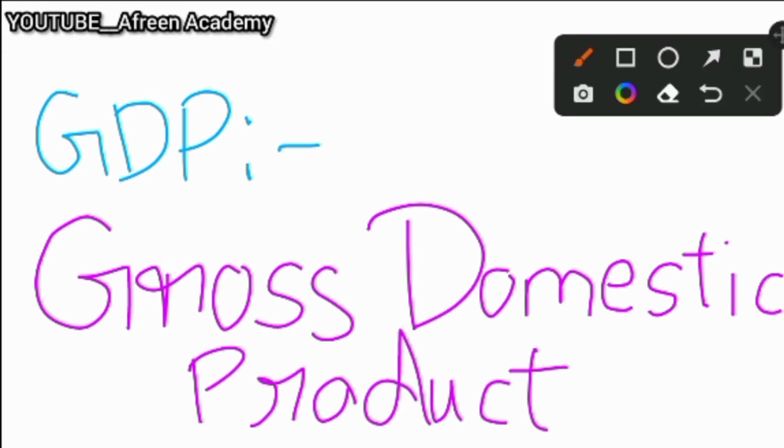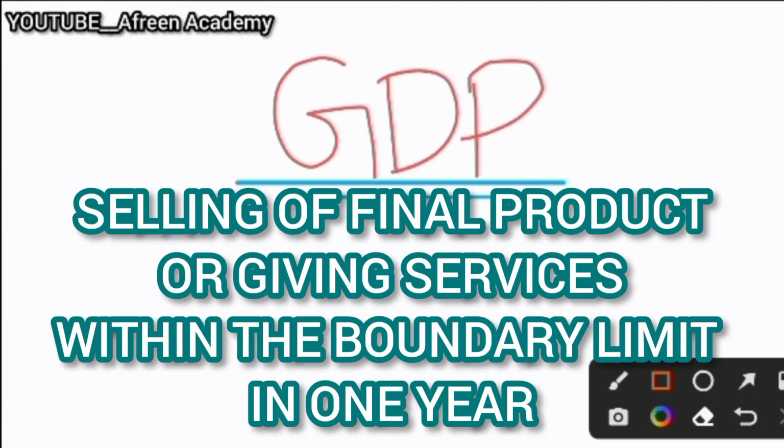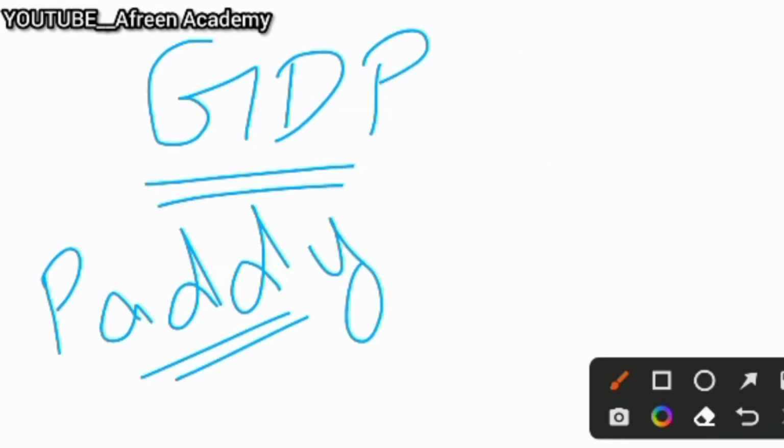Now let's focus on these both. What is gross and what is domestic? Gross is nothing but net or total, and domestic is nothing but household. So by this full form we can extract the definition. GDP is nothing but selling of final products or giving services within the boundary limit of a particular country in 1 year.